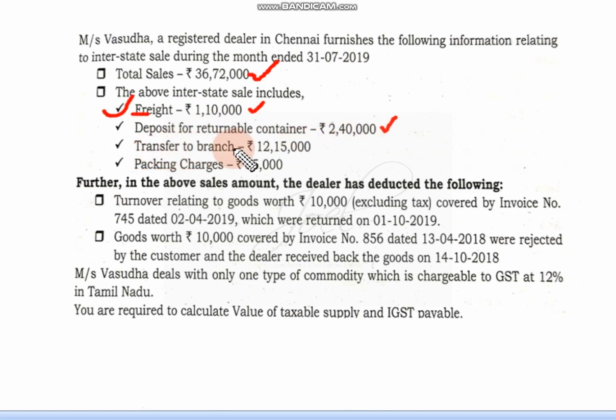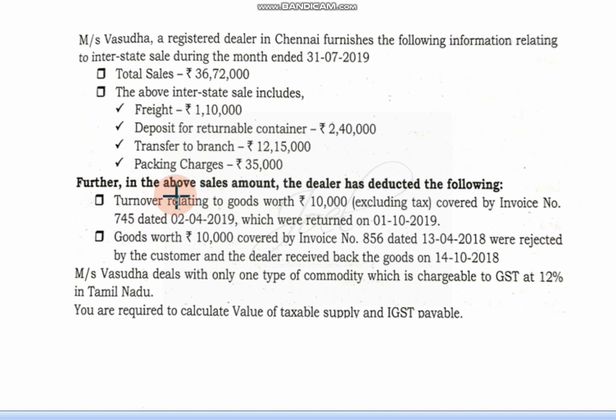Next, here you can see transfer to branch. Transfer to branch is allowed, we are not doing any adjustments regarding this. Packing charges is supposed to be included in the assessable value. So already it is included, right? So when it is included, again we are not going to do any adjustments. So till here only one adjustment, that is returnable container adjustment. Returnable container we are supposed to deduct.